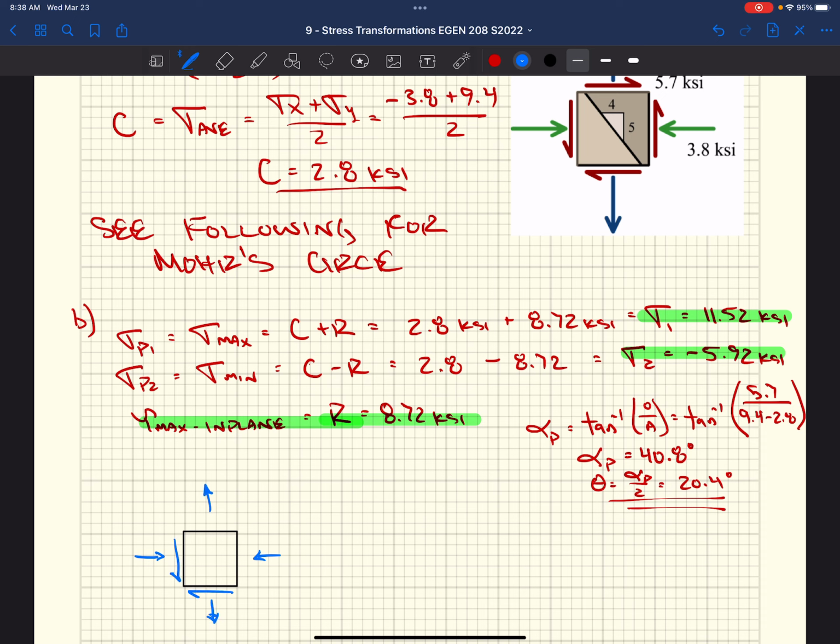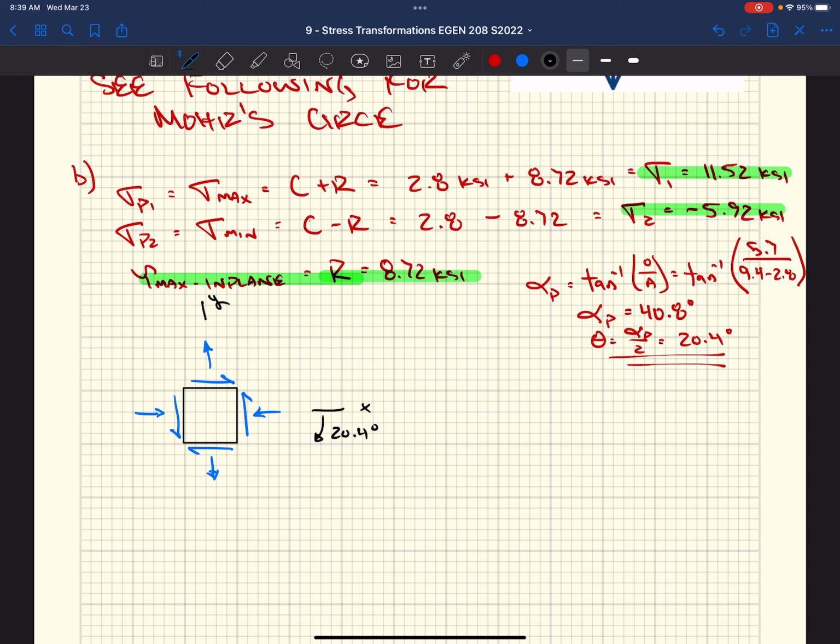So we have our original stress element. Now we figured out the angle over which we need to rotate this element to get our principal stresses, and we know those principal stresses now. Well, we know that it's 20.4 degrees, so if we establish this is our x-axis, this is our y-axis, we know we need to rotate downward 20.4 degrees. We need to rotate these axes down clockwise 20.4 degrees.